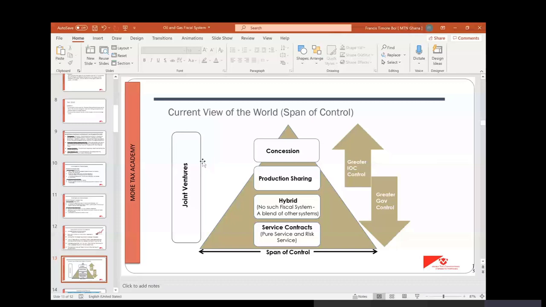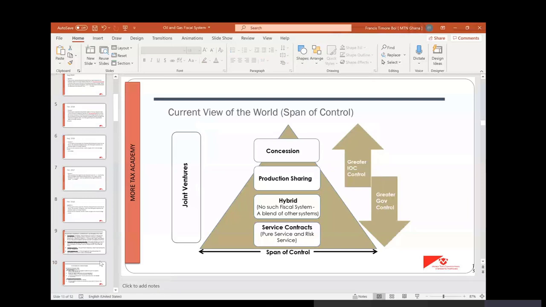So yes, joint venture exists. But mostly now what we are seeing is a hybrid of production sharing and the service contract. The pure service contract is what some rich countries are now doing, where they employ you to come and produce and then they just pay you. Now we also have the hybrid, and this is where Ghana seems to be. No such fiscal regime called hybrid exists, but it's a blend of features of the others, so that you can see that it is not one, but a combination of them.